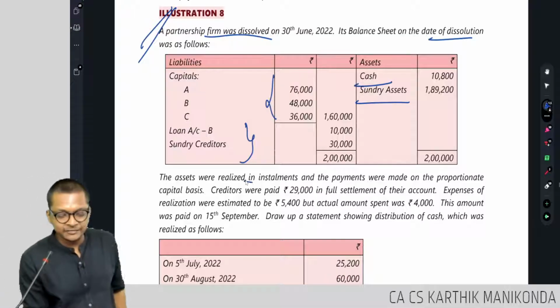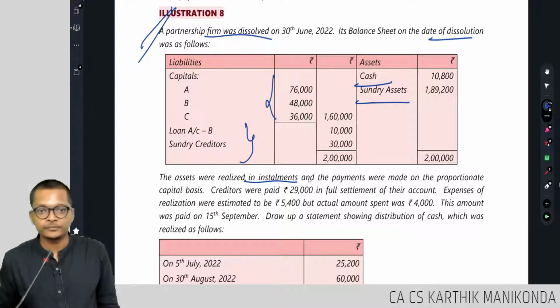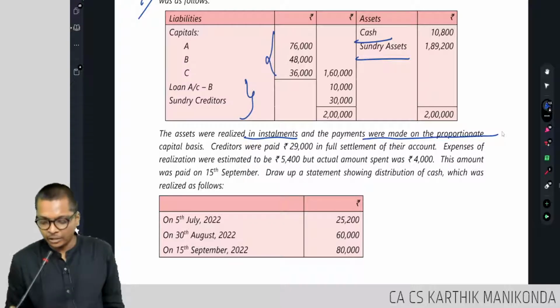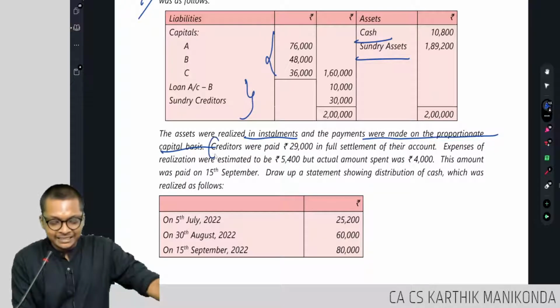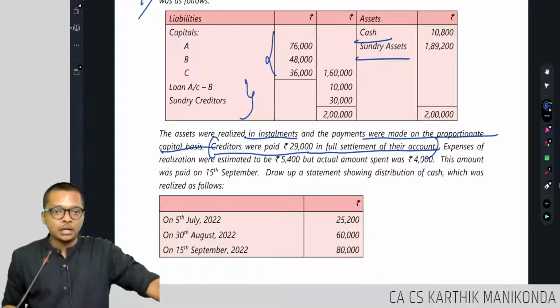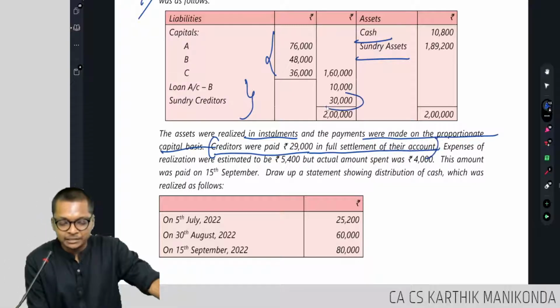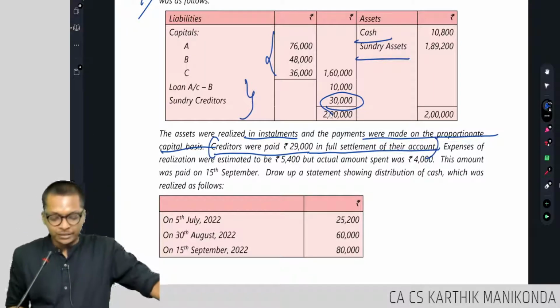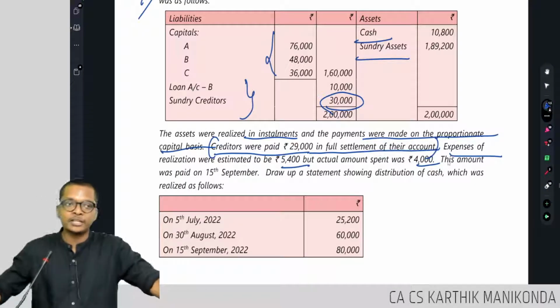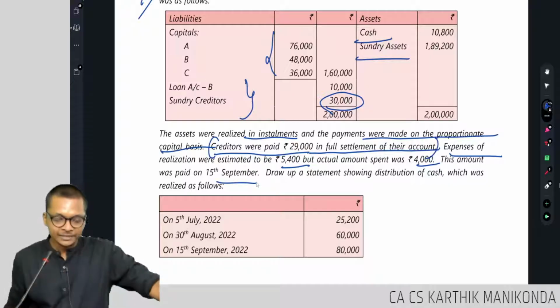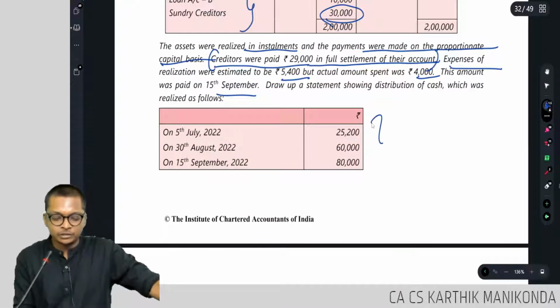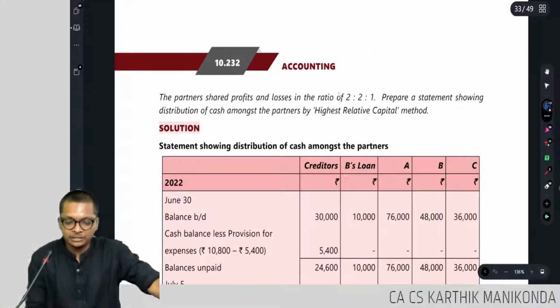The assets were realized in installments. That's the whole concept of piecemeal. And the payments were made on proportionate capital basis. Creditors were paid 29,000 in full settlement of their account. So creditors, I have to pay 30,000, but they are taking only 29,000. Expense of realization estimated to be 5,400, but actually it was only 4,000. And then this amount was paid on 15th of September. How many installments we have? 3 installments where money came, and their loss ratio is 2:1.